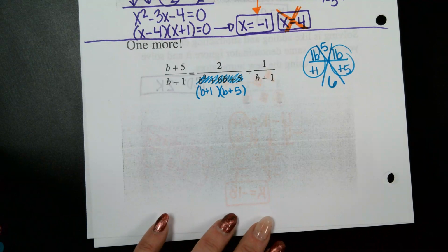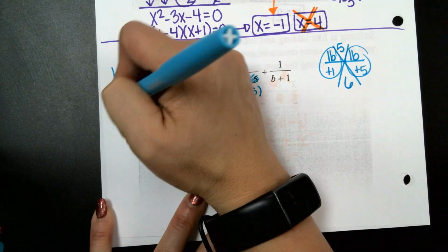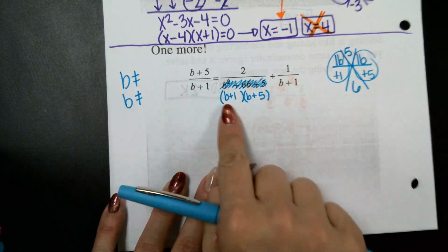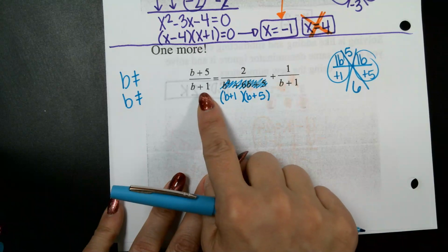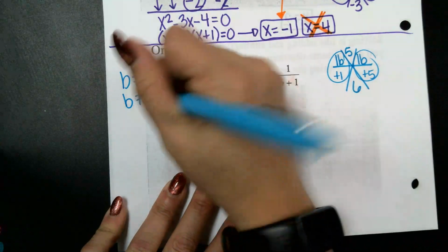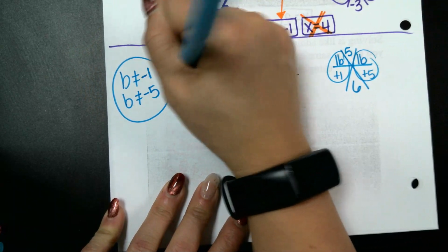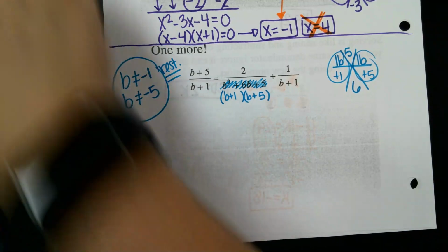All right, before I go any further, let's do the restrictions now instead of waiting to the end. Because I end up crossing a whole bunch of that stuff out, and then it just gets a little bit harder. So what number would I plug in right here to the b plus 1 that would make that 0? Negative 1. And then how about the b plus 5? Negative 5. Okay, so these are the restrictions. Those are the two numbers you want to look out for. So when we get our final answers on this problem, if either one of these pop up, we're going to just cross it out. If neither one pops up, we're good.